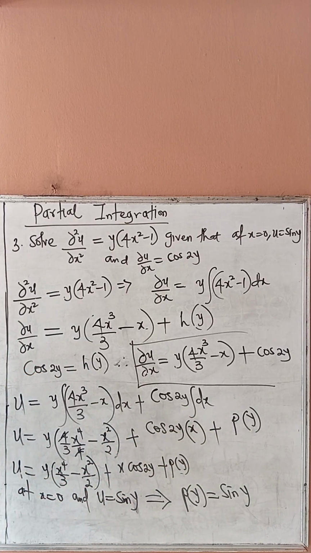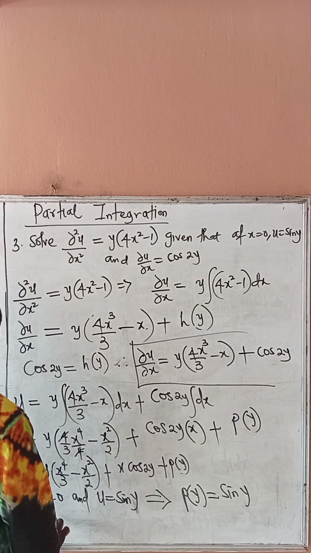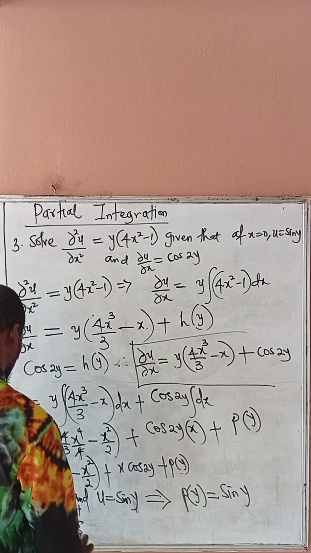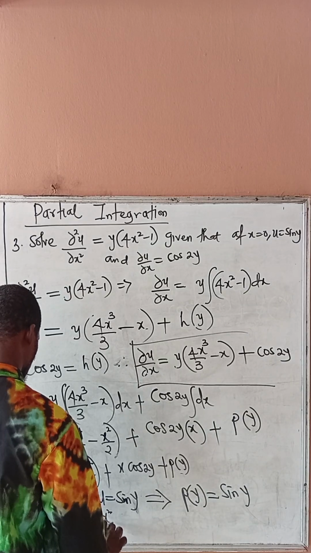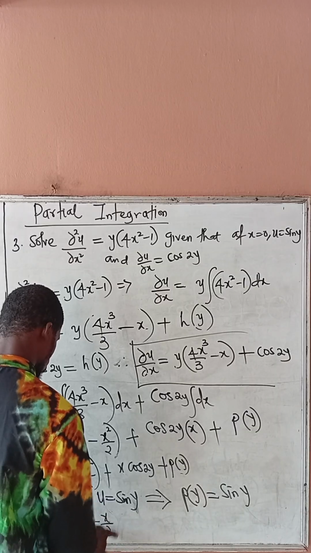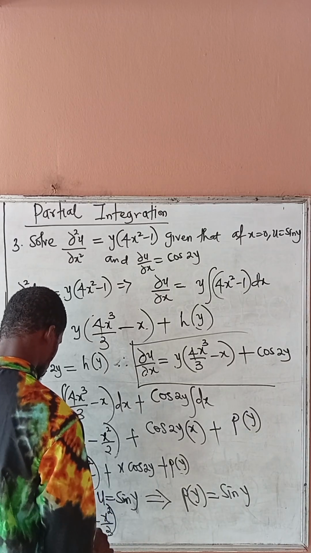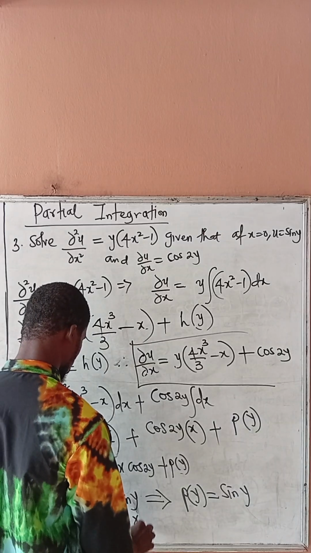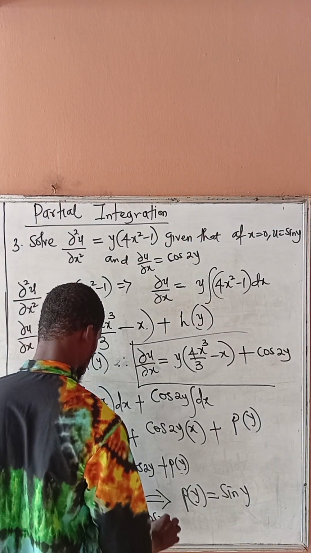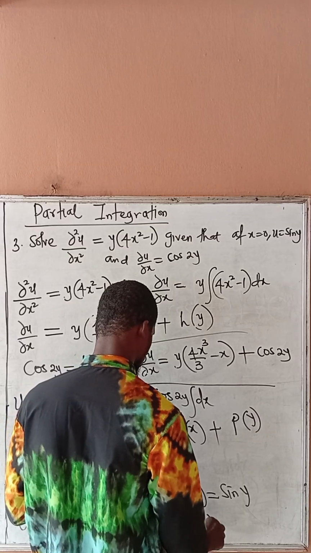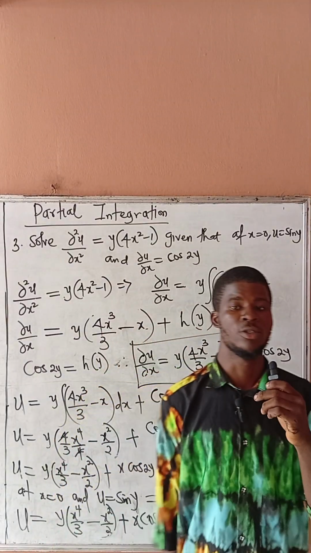The sine y. That gives the solution as u equals y into x to the power of 4 over 3 minus x squared over 2 plus x cos 2y plus p of y, which is sine y. This is how we do partial integration.